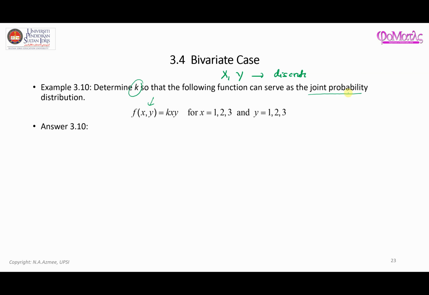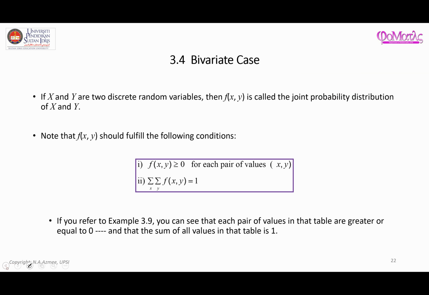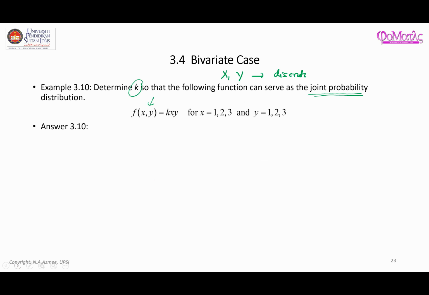Now, in order to be a joint probability distribution, these are the conditions that it has to fulfill. The first one is each probability associated with a combination of x and y has to be greater than or equal to 0. And when you add up all probabilities, the answer should be equal to 1. So now we're going to find the value of k so that this function can become the joint probability distribution.